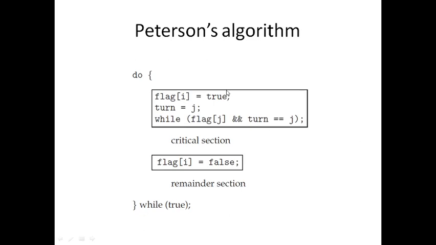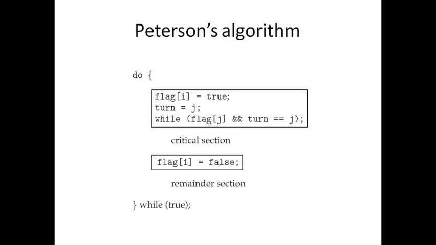This is the coding of Peterson's algorithm. The coding has a do-while loop in which we have the statement flag[i] = true. For the ith process, we are looking at the code for the ith process. Accordingly, there will be code for the jth process where everything will be reversed.